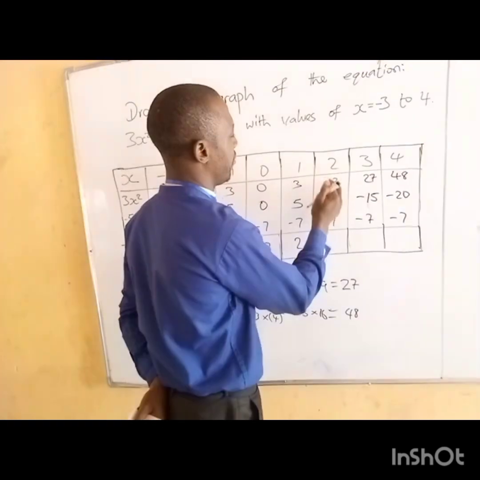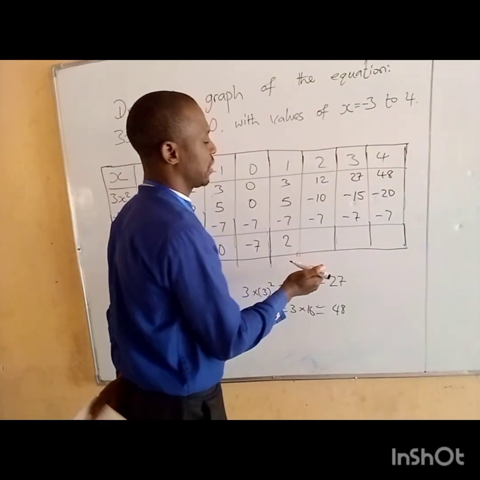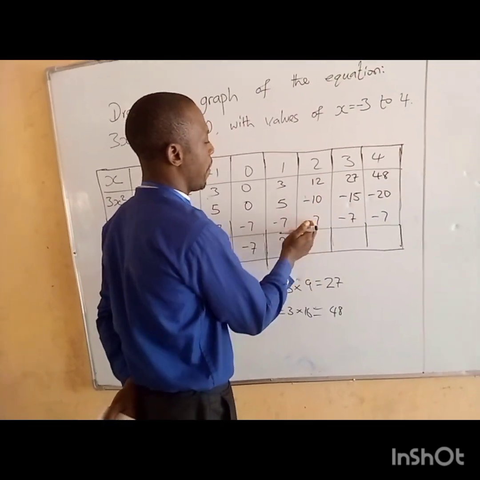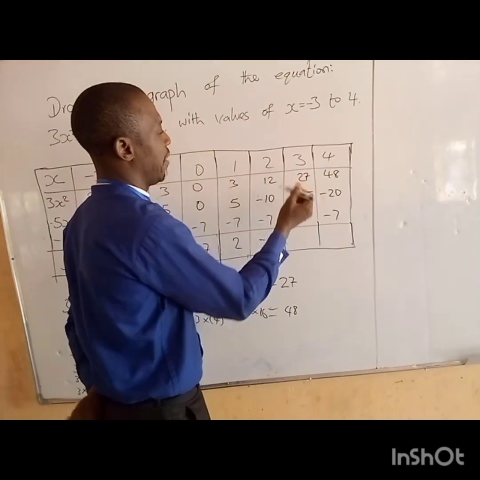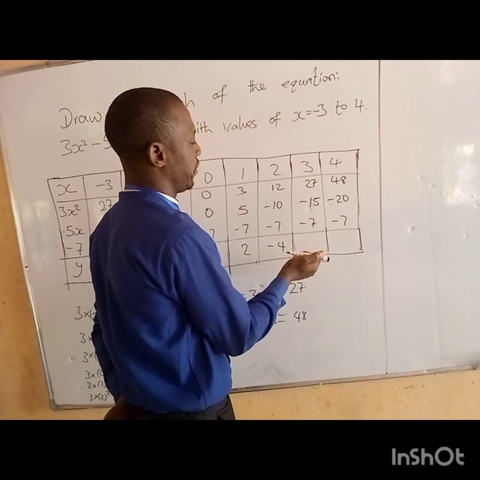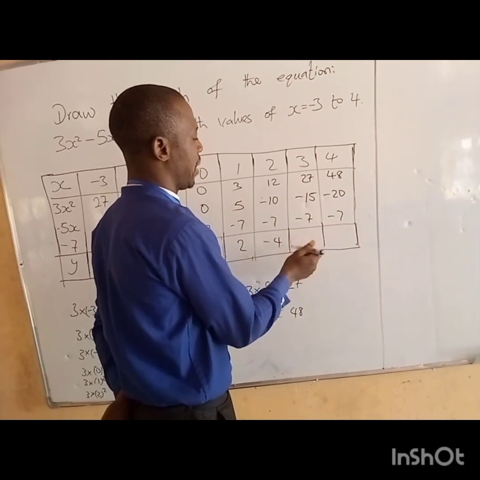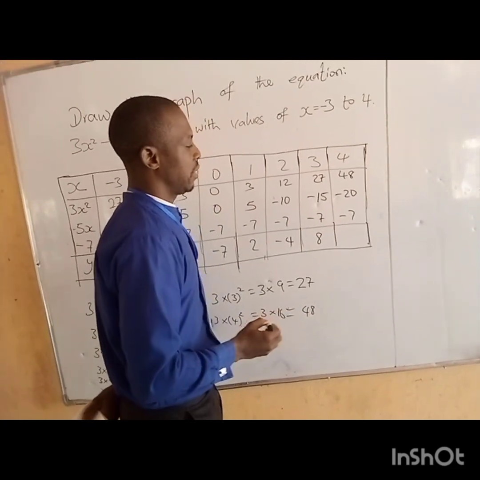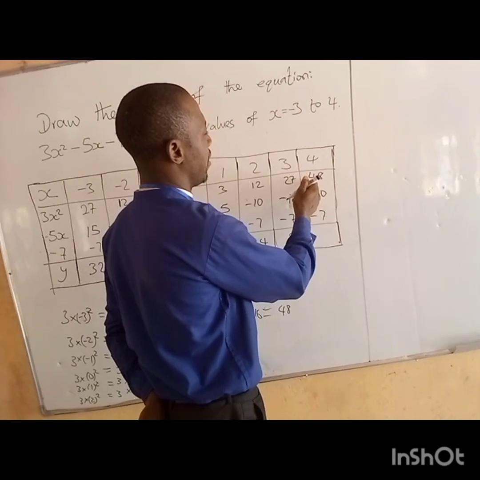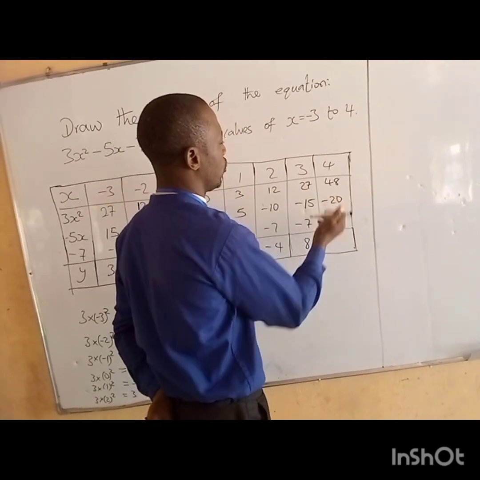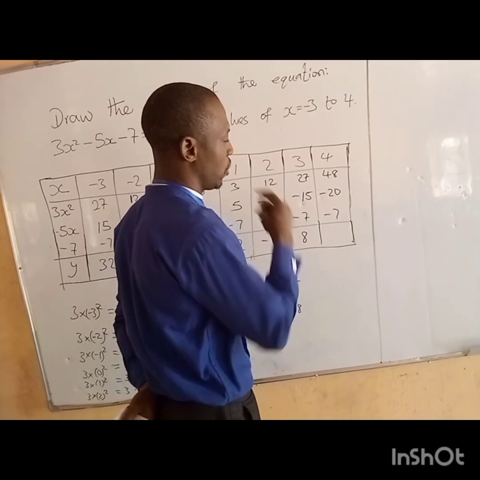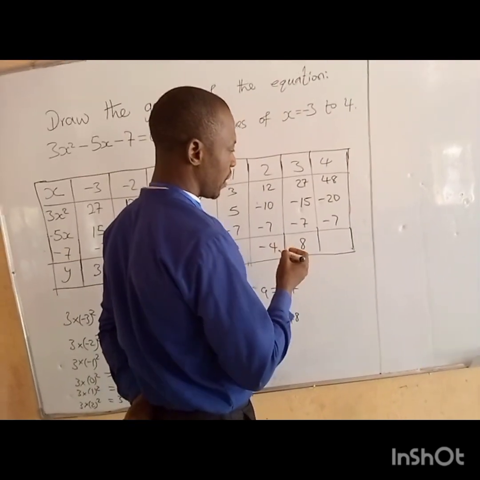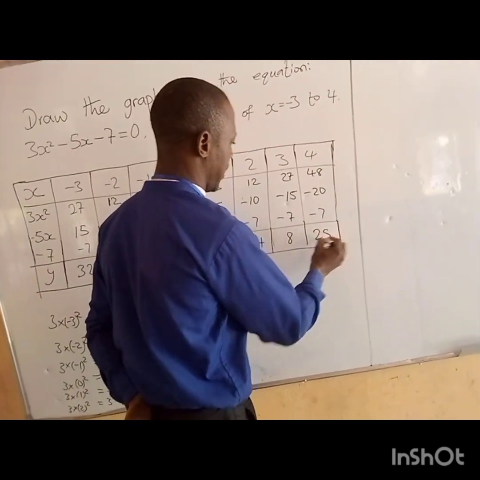And then here we have 14. 14 minus 10 is 4. Minus 7 is minus 4. And here we have 30 minus 15 is 15. 15 minus this minus 7 is 8. Here we have 52. 52 minus 20 is 32. 32 minus 7 is 25.